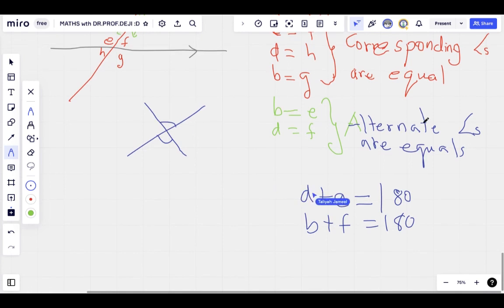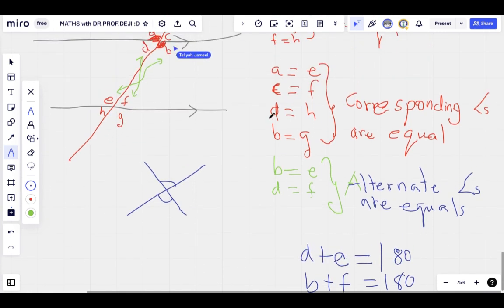Why do D and E add up to 180? Is it because they're on the same line? Yes, because they're on the same straight line. Here and here, they're on this same straight line. So when you add them together, you get 180.